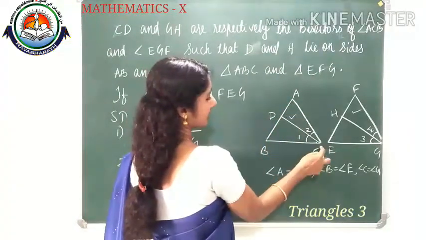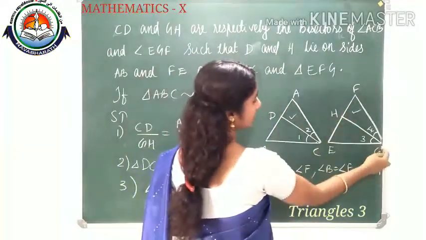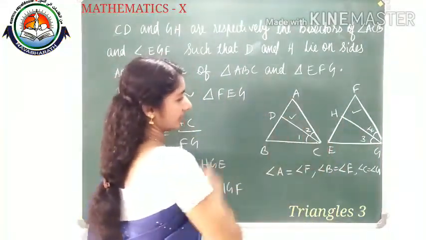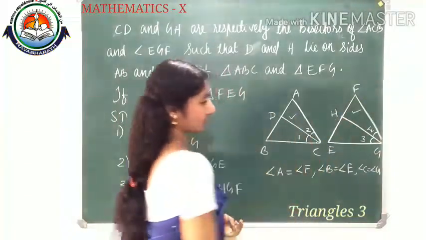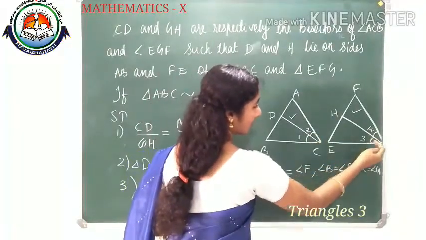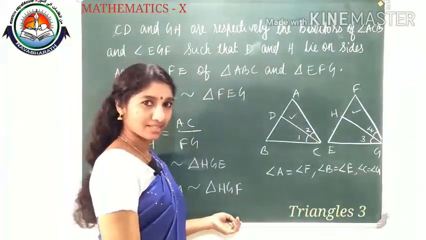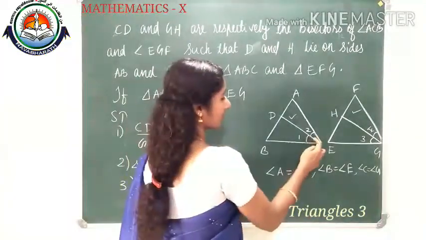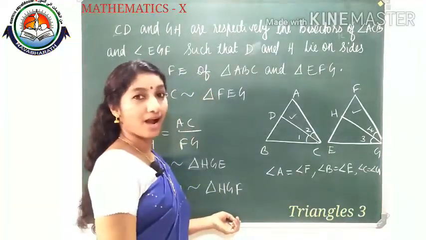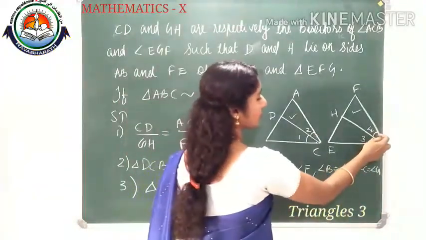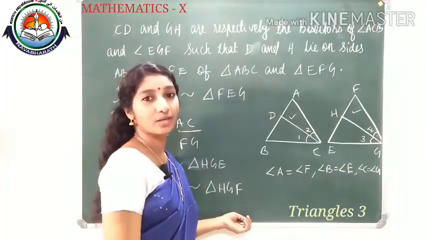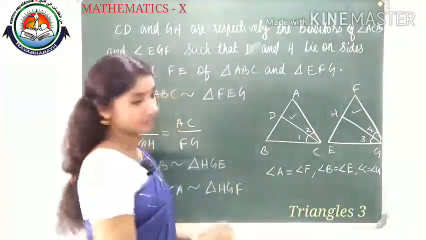Consider triangle ACD and FGH. ACD and FGH. You know angle C full is equal to angle G since it is given. So what about angle 2? Angle 2 is half of C. Same way angle 4 is half of G. Since C and G are equal, their halves also must be equal. So you need to take, I am rubbing this question.